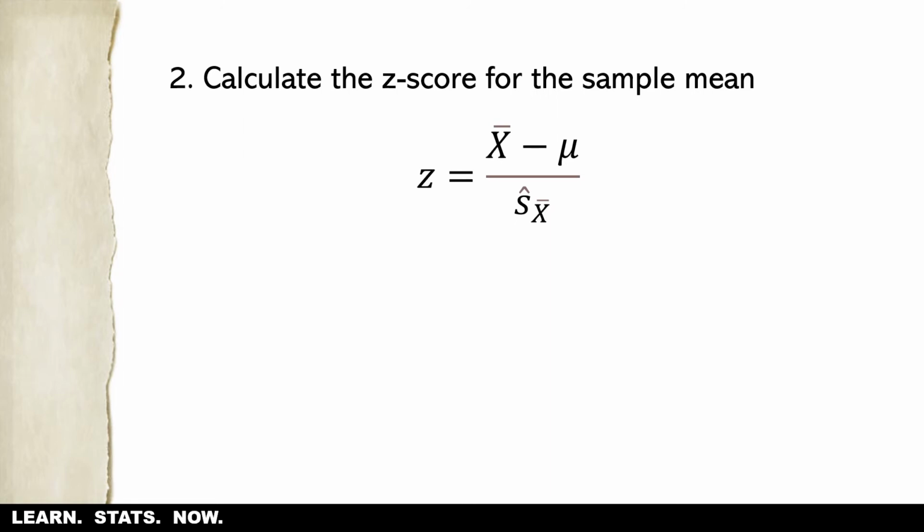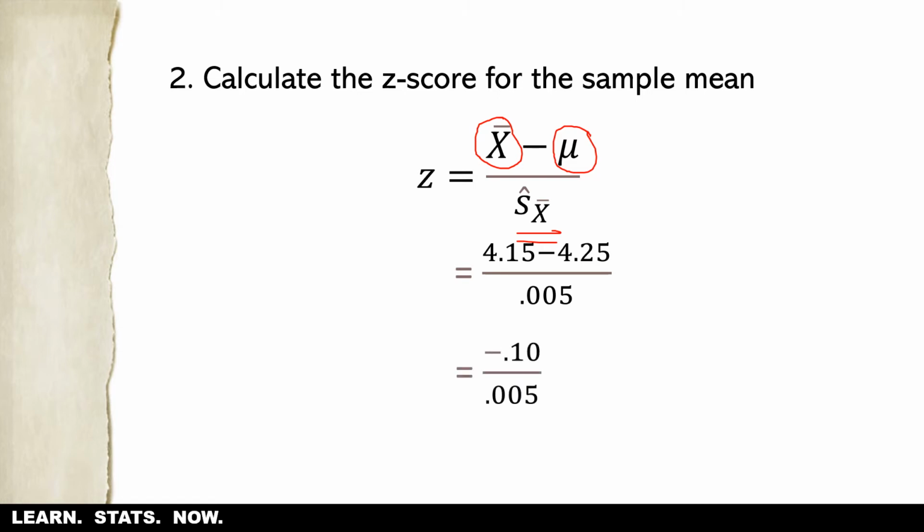So to calculate the z-score, we just take the sample mean, which is right here, and then we subtract out the population mean, and then we plug in what we just solved for, which is the estimated standard error of the mean. In this case, it's going to be 4.15 minus 4.25 divided by 0.005. That's going to be negative 0.10 divided by 0.005, and that's going to translate into a z-score of negative 20.